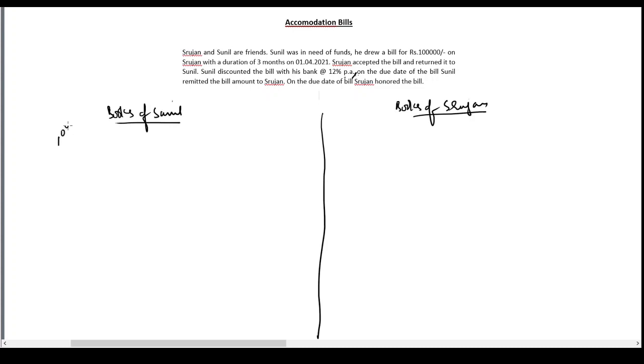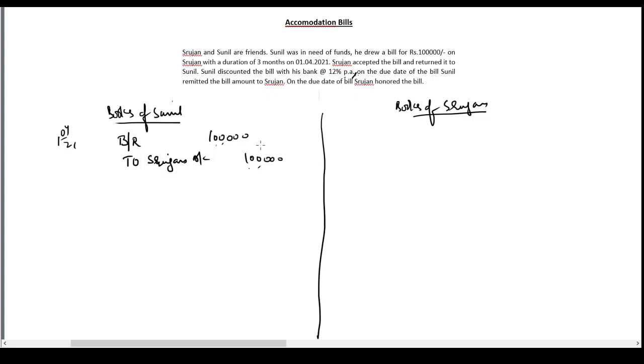On 1st April 21, Sunil drew a bill on Srujan. The entry in the books of Sunil would be he is receiving a bill. So we'll write bills receivable account debtor to Srujan account rupees 1 lakh. If you observe in this problem, we are not starting with sale of goods. Okay, there is no pre-existing debtor-creditor relationship between Sunil and Srujan. If they are simple friends, there is no debit-credit balance between them.